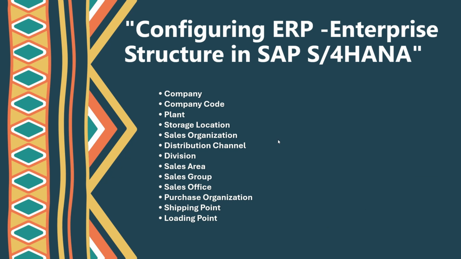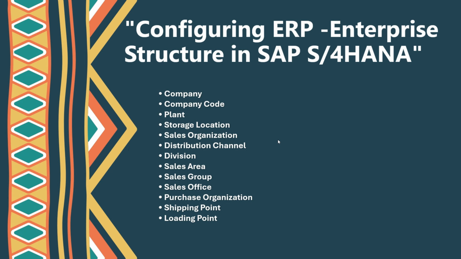We will start with the basics, such as setting up the company code, and then we will move on to the more detailed configurations like plant, storage location, sales organization, and more. We will also cover the setup of distribution channel, division, sales area, along with the configurations of sales group, sales office, purchasing organization, shipping point, and loading point, etc. So these configurations are essential for aligning the system with your business structure.